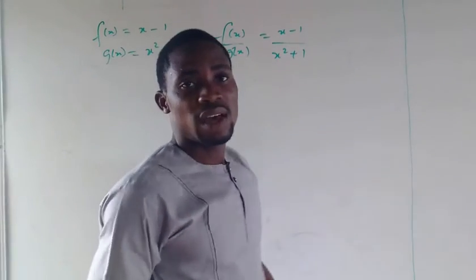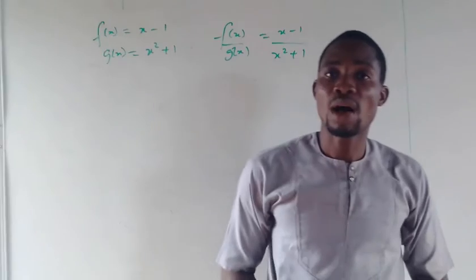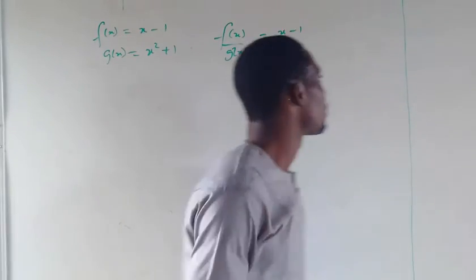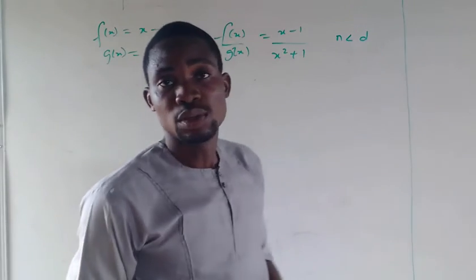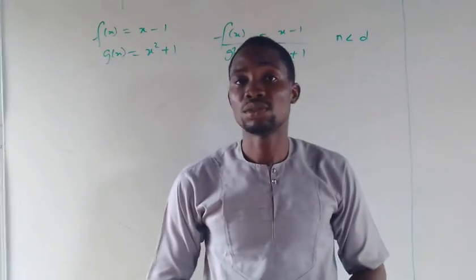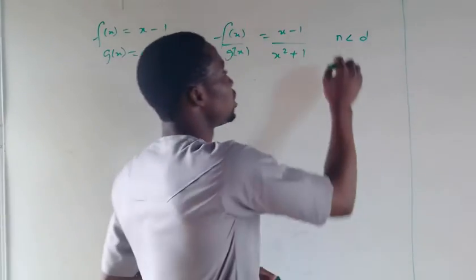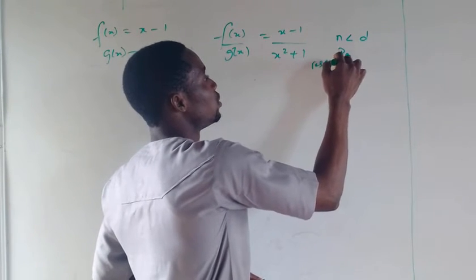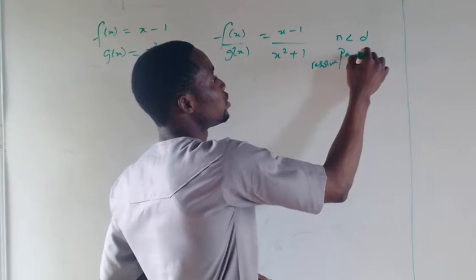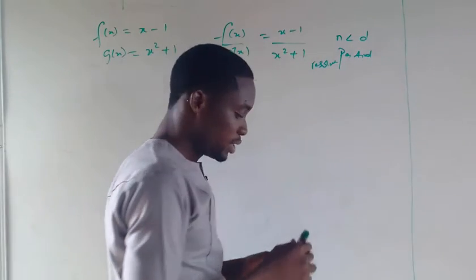Now, as I was saying, if I notice that my numerator's power is less than the denominator's power, I'll do what? I'll resolve into partial fractions straight up, which I'll show you in the next video. That's the first condition.